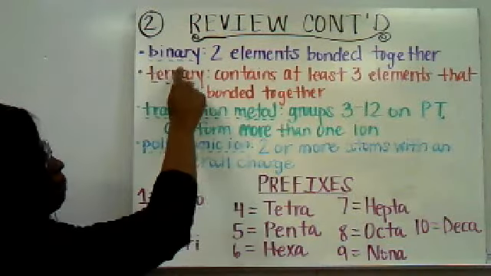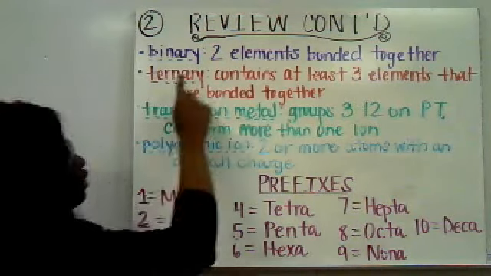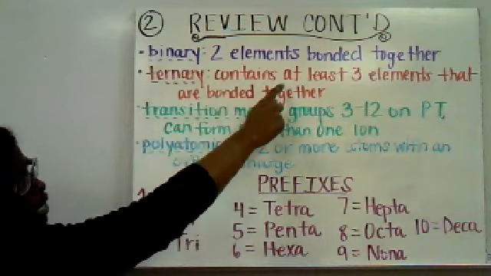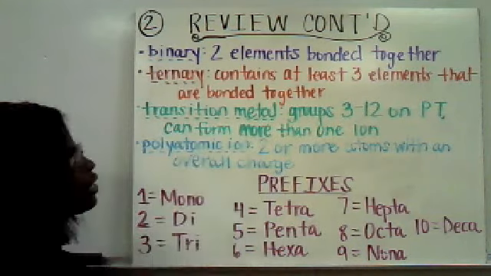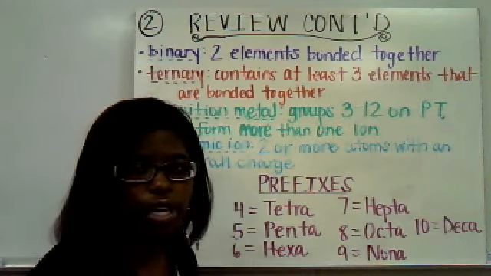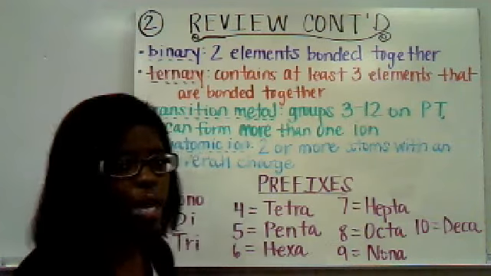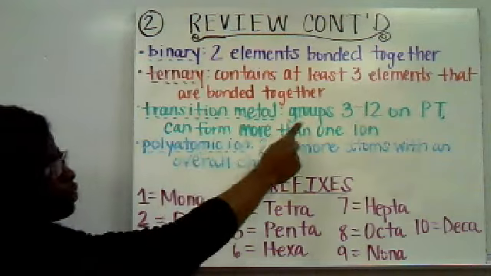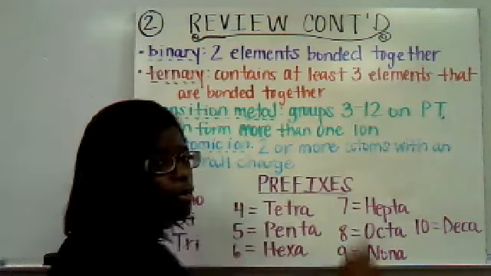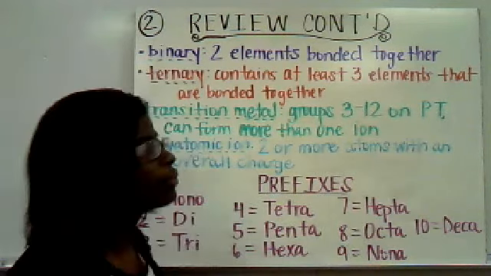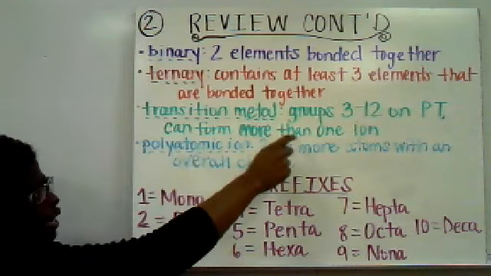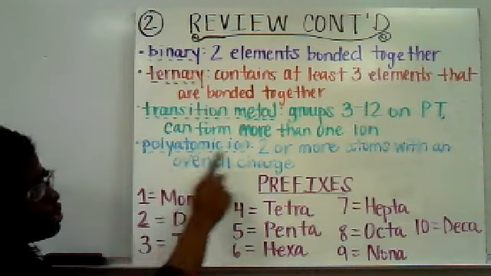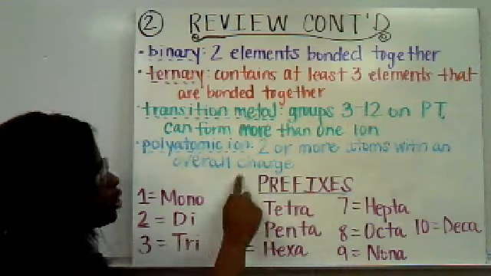So binary compounds, two elements bonded together. Tertiary compounds contain at least three elements that are bonded together. So if you see three capital letters, you know that you have a tertiary compound. Transition metals are in green. Remember, transition metals are groups 3 through 12 on the PT, which is the periodic table. So they can form more than one ion. Polyatomic ions, two or more atoms with an overall charge.